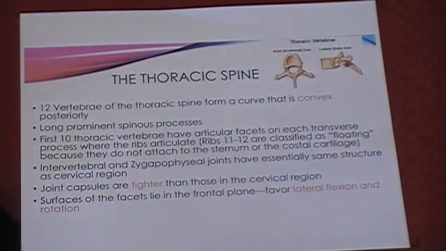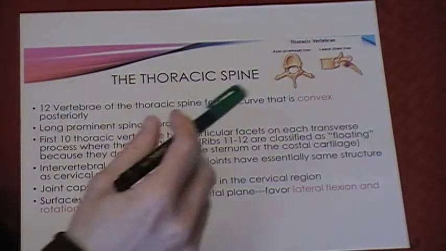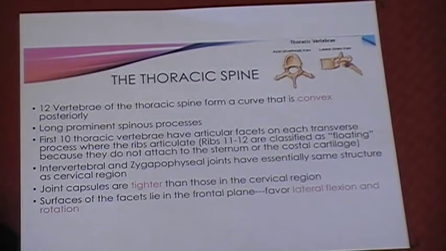The difference with the thoracic spine is the spinous processes are longer and more prominent. They also overlap the next vertebral body, and we'll learn in another slide coming up that because of that, it limits the motion that's available in the thoracic area because of the overlapping of the spinous processes.